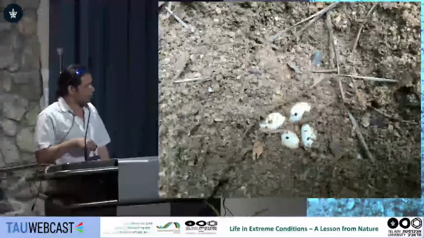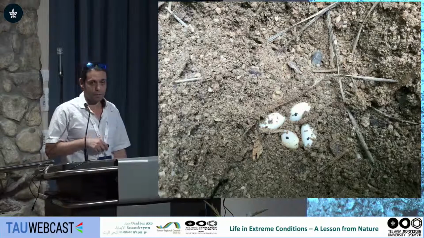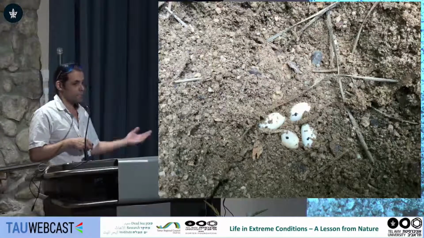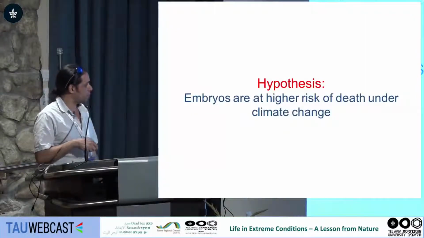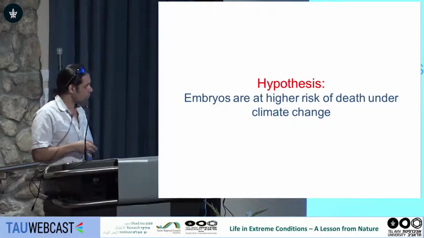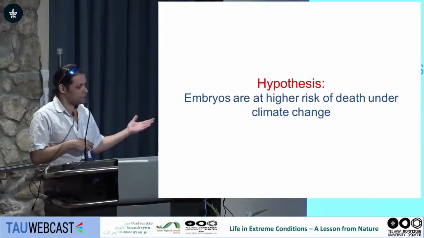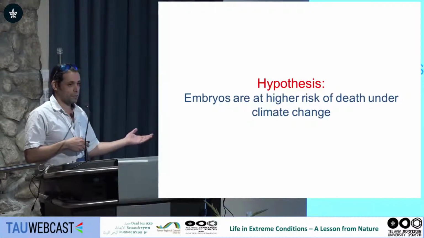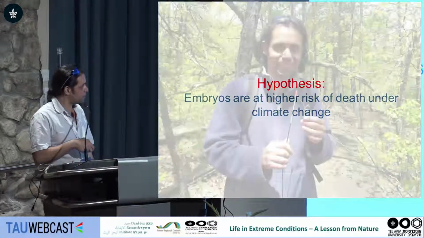So the embryos are actually inside eggs, and the eggs are in the ground once the female lays her eggs, so they can't thermoregulate, right? And they're actually more sensitive than the adults to thermal conditions. So the hypothesis is that the embryos are actually at higher risk of death under climate change, because they can't thermoregulate, so they can't escape the extreme heat events.